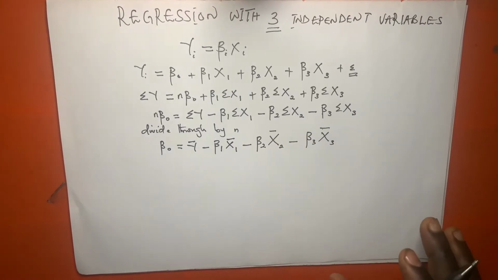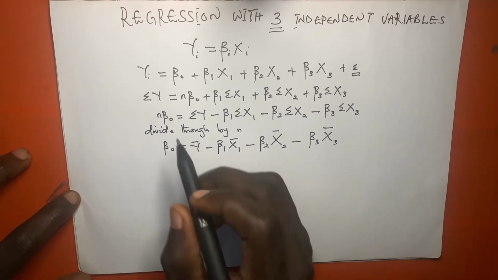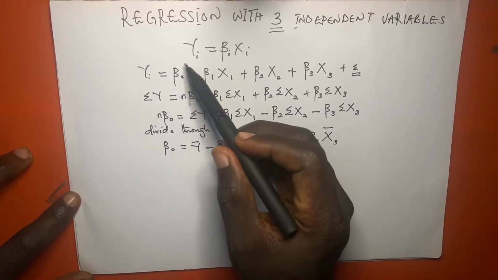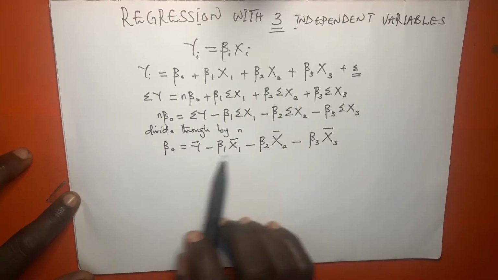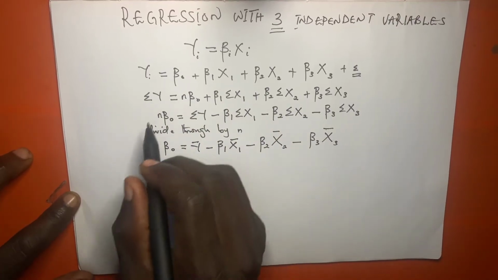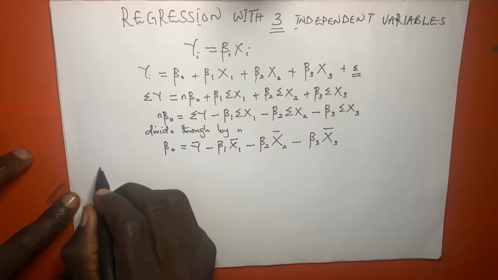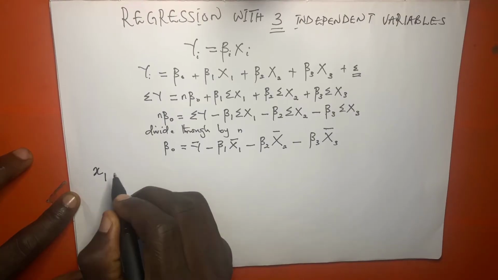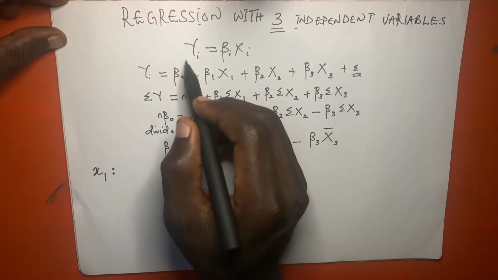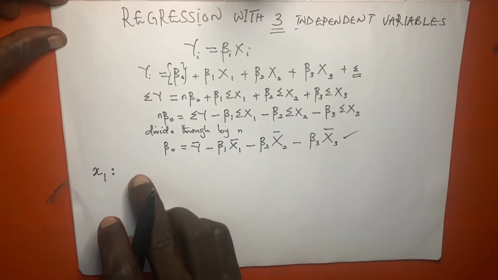Now, how do we get our formula for the other parameters, which are beta 1, beta 2, beta 3? We are going to ignore beta naught because we already have its value. Therefore, we work directly, starting from x1, then x2, then x3. So we take summation x1 multiplied by all of these apart from beta naught, because we already got the value of beta naught.